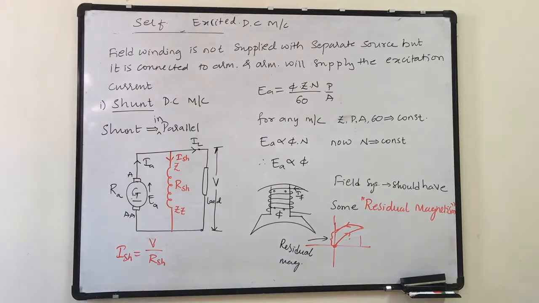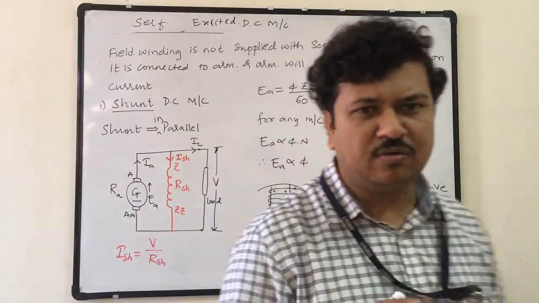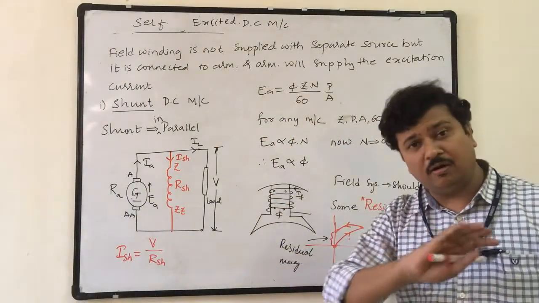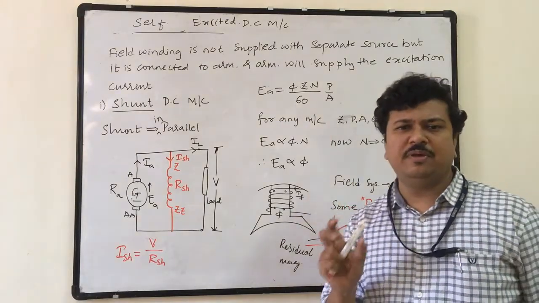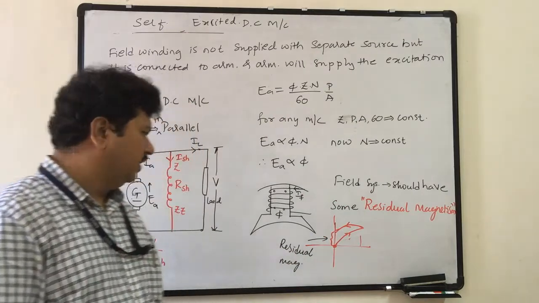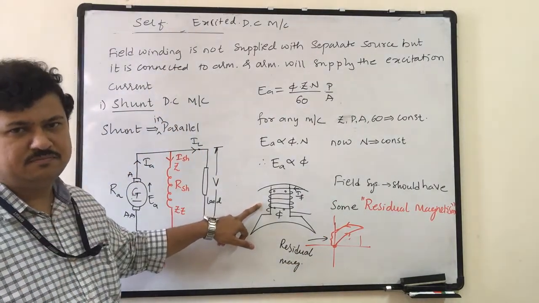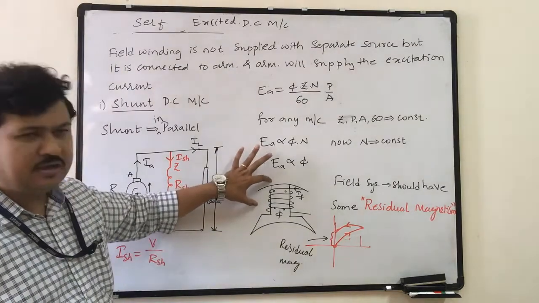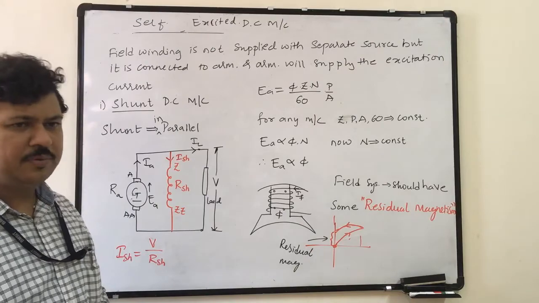So initially in all the self-excited machines, not only in this shunt machine, the field winding will have some residual flux. Therefore, the retentivity property of the field system should be very high. It should have a large retentivity, so that even if I don't operate my generator for a longer period, it still works.